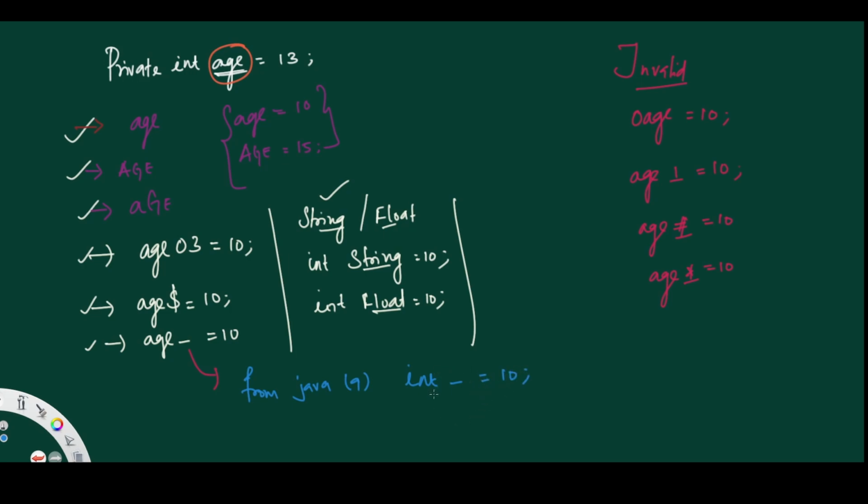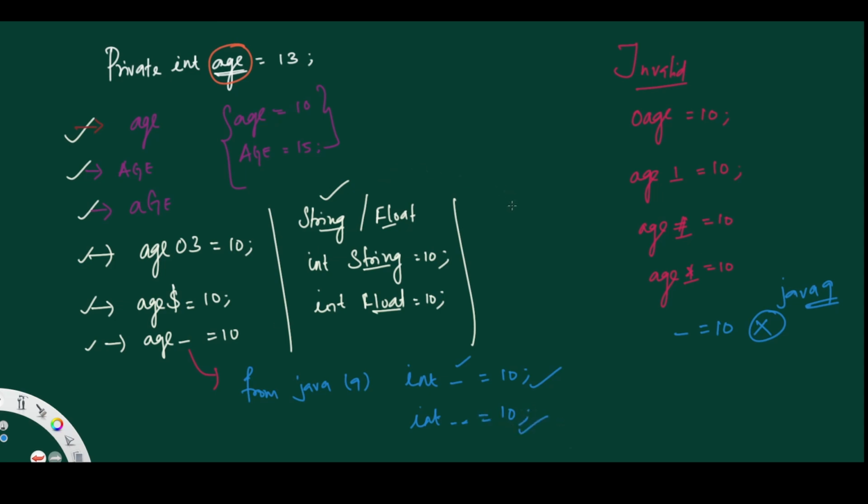From Java 9 you cannot use underscore equal to 10. You cannot use a single underscore as an identifier. Even though underscore is otherwise a valid identifier, you cannot use it in Java 9, because from Java 9 onwards the underscore is a reserved keyword. But before Java 9 this is valid. In Java 9, underscore equal to 10 is not valid. And you can very well use double underscore equal to 10; for Java 9 also this is valid.